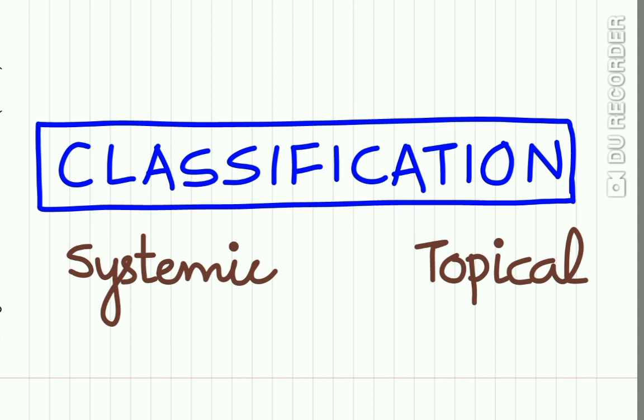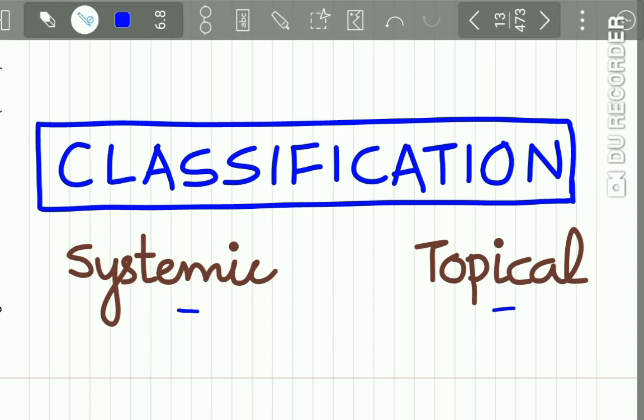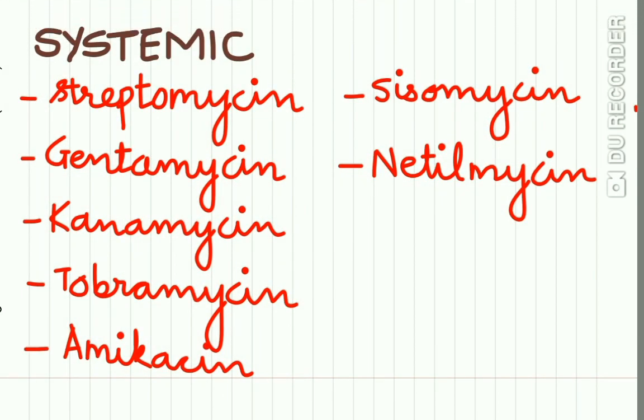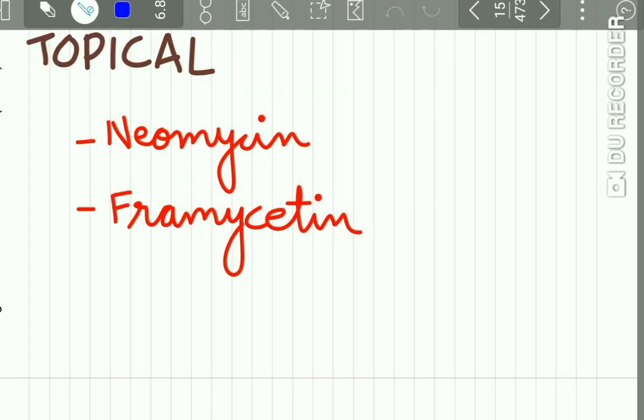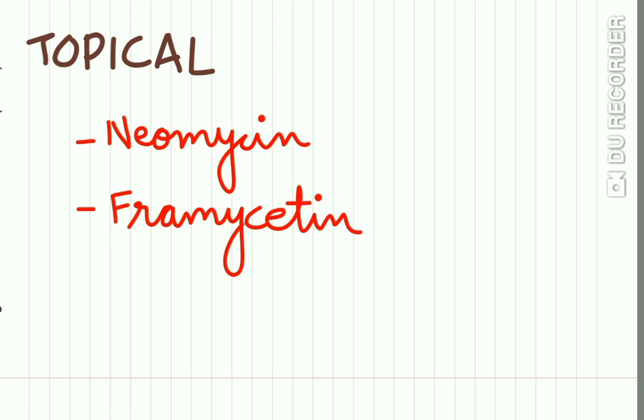Now, the classification of aminoglycosides. The aminoglycosides are divided into systemic ones and the topical ones. The systemic ones include streptomycin, gentamicin, kanamycin, tobramycin, amikacin, sizomycin, neomycin, while the topical aminoglycosides include the neomycin and the framycetin.